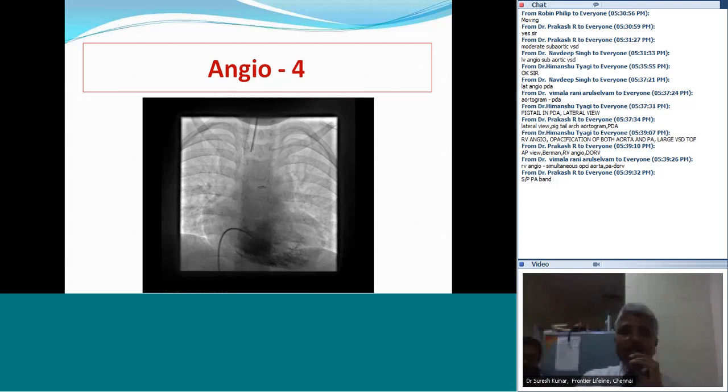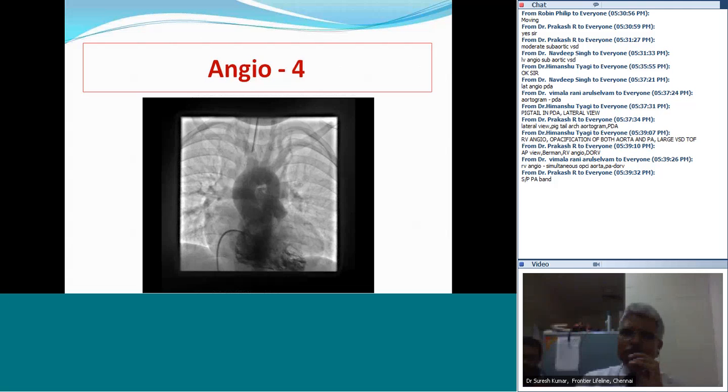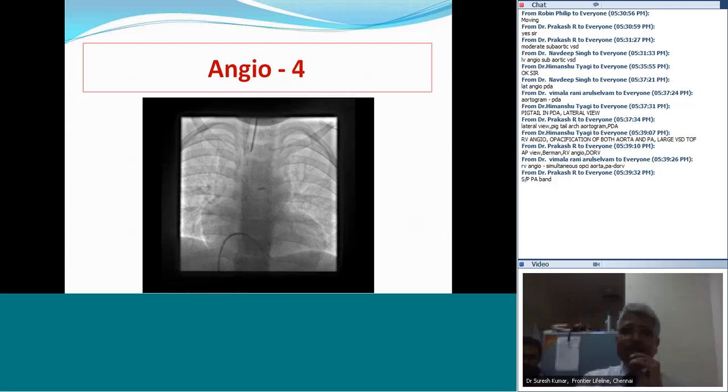You see that the arch is on the left side, and that is the supposed PA band, Prakash. Where do you see the PA band? Can't you see that the pulmonary arteries are smaller than the aorta? If you were to put a PA band, the pulmonary arteries should have been huge.